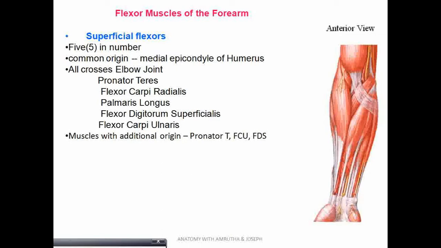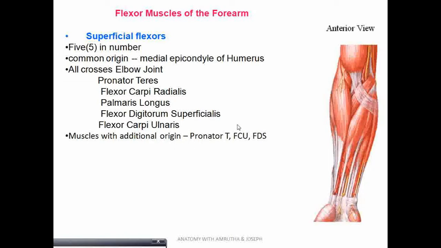So the flexor muscles of the forearm: this is an anterior view where the superficial flexors can be seen. They are 5 in number. They have a common origin, and that is the medial epicondyle of the humerus. All of the muscles cross the elbow joint, and these muscles are named pronator teres, flexor carpi radialis, palmaris longus, flexor digitorum superficialis, flexor carpi ulnaris.